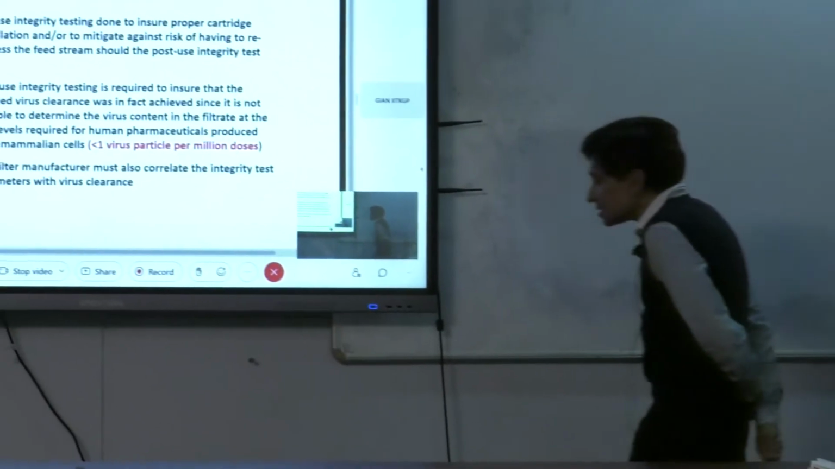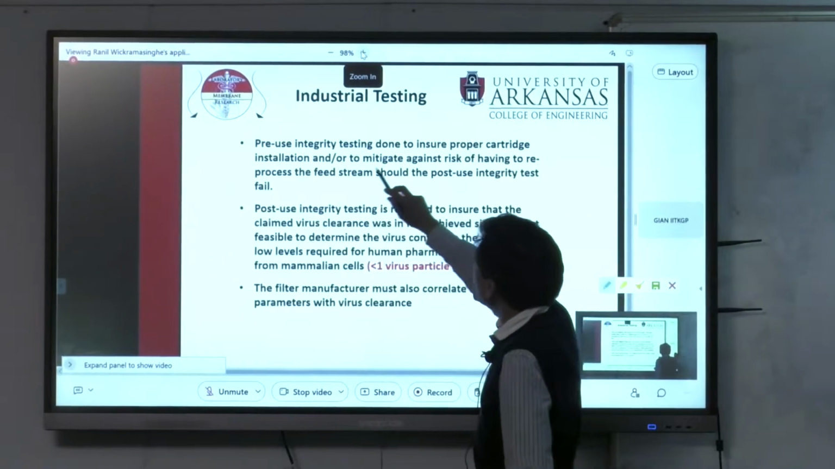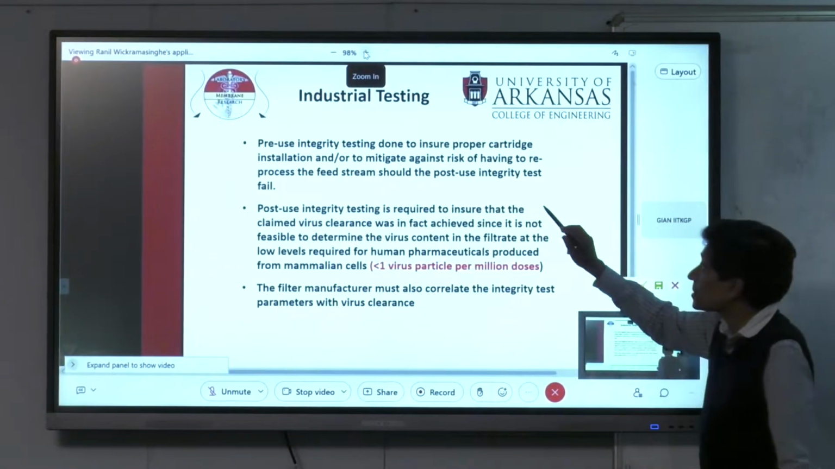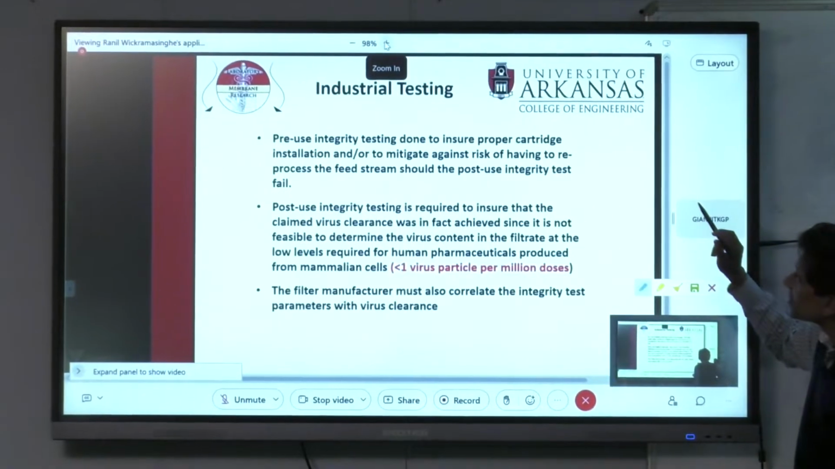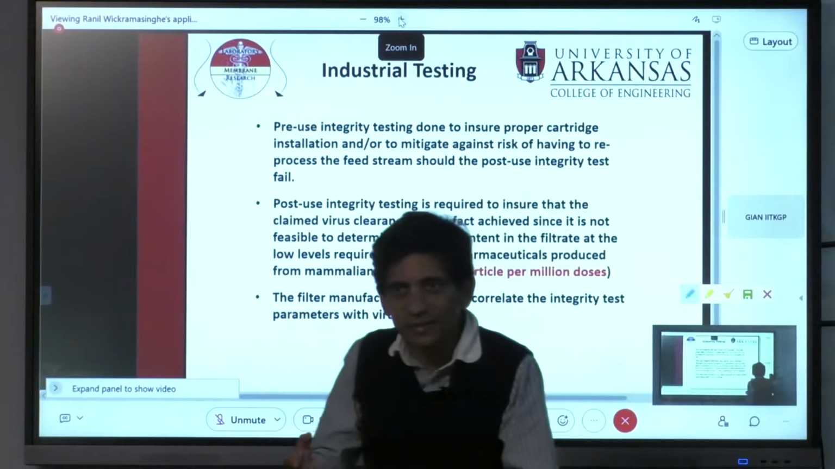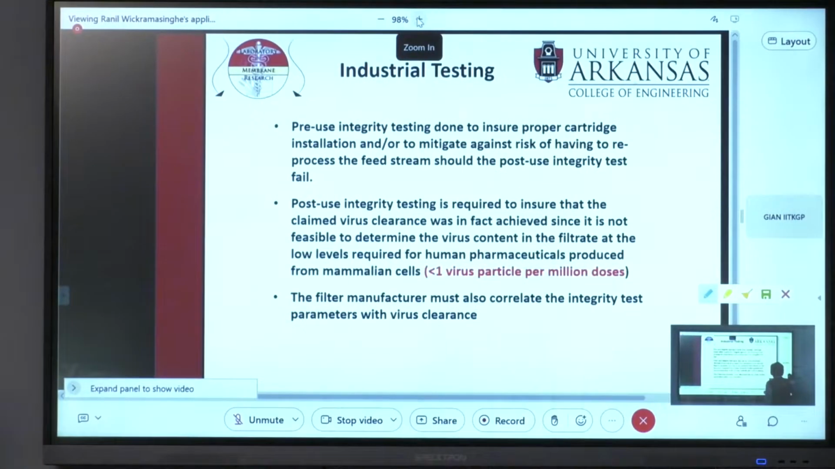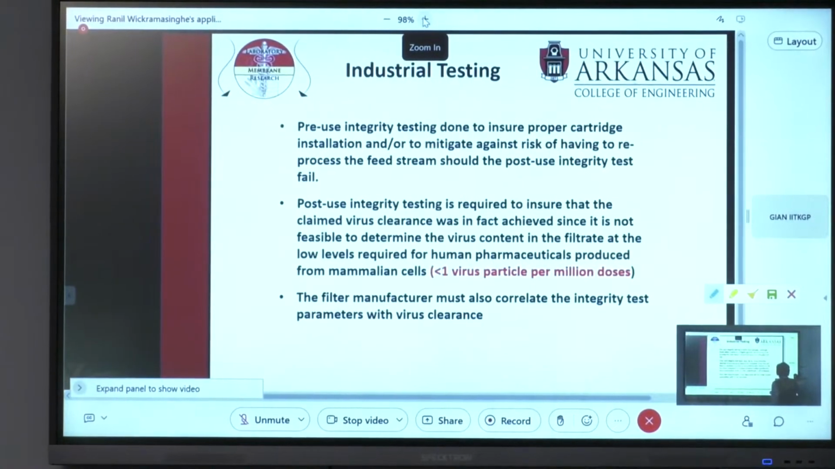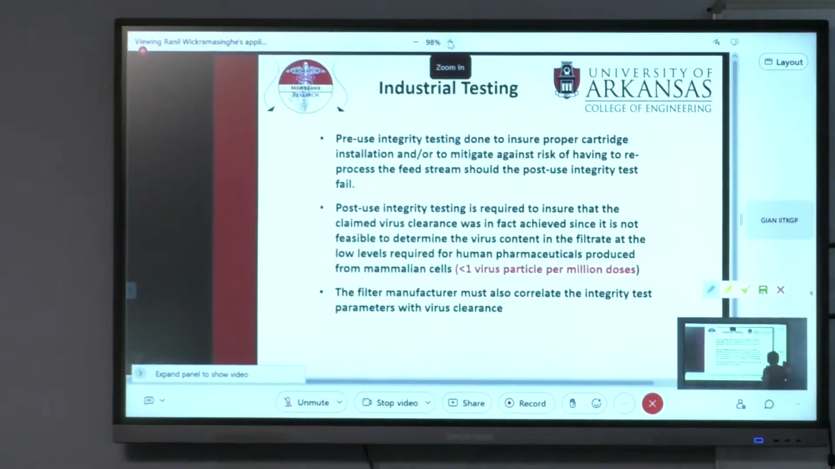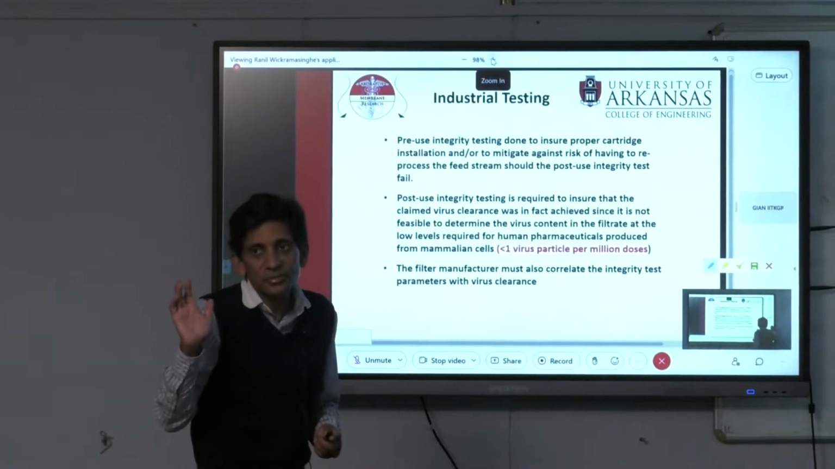Another thing about virus filters is that the whole thing is a rather complicated process. So you start off, if you're going to run it in a manufacturing procedure or in lab scale testing, you're supposed to first do an integrity test to ensure proper cartridge installation and to mitigate the risk of having to reprocess the feed should the post-integrity test fail. What that's really telling you is, you get a virus filter, you put it in there, and you want to make sure, in the case of hollow fibers, that you have no broken hollow fibers. It's very important to do this, because imagine if you find at the end that the virus filter didn't work, you've got to do the whole thing again or throw out your product, and that could be millions of dollars.